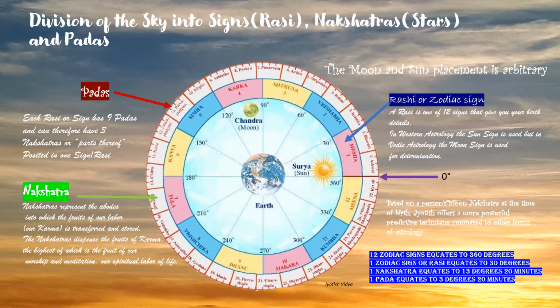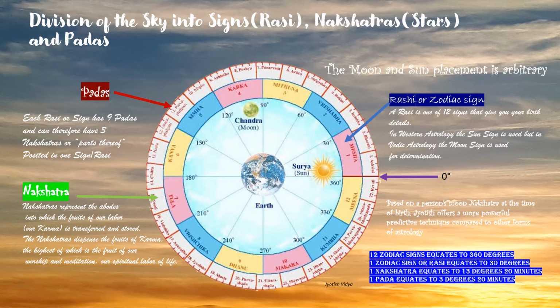When we take a deeper look into the nakshatras, or the division of the sky into the signs, the rashis, the nakshatras, the stars and the padas, this is what we see. The zodiac sky is divided into 12 signs, starting from Aries and ending with Pisces. Each of these zodiac or rashi signs are divided into nakshatras, which are further divided into padas, and each rashi or sign has 9 padas and can therefore have 3 nakshatras in each rashi.